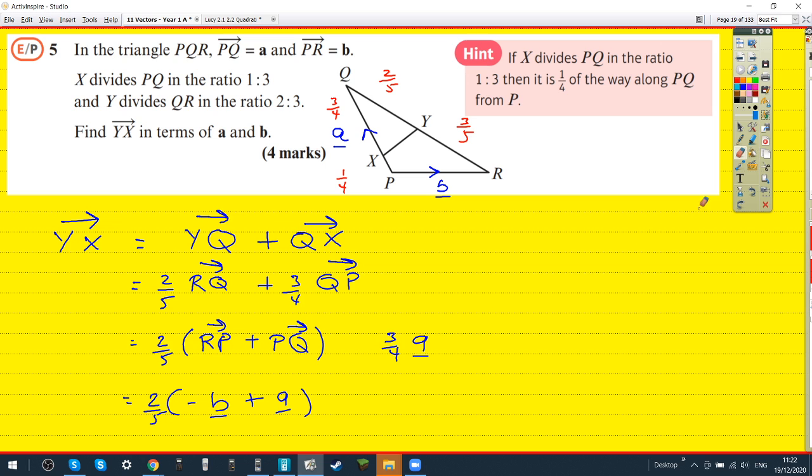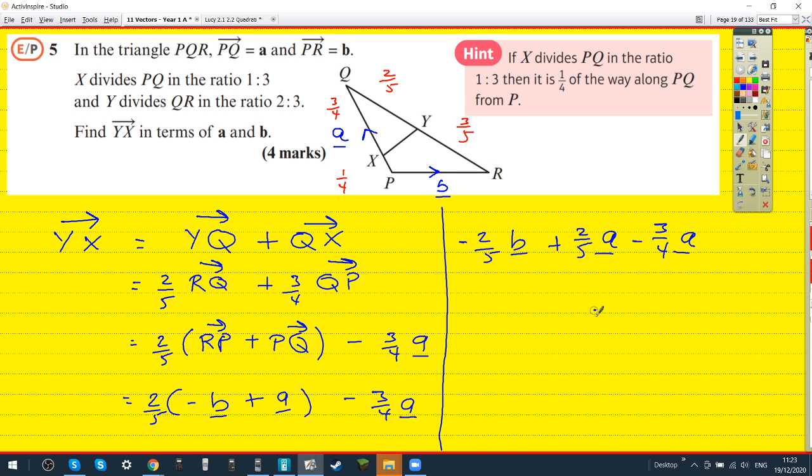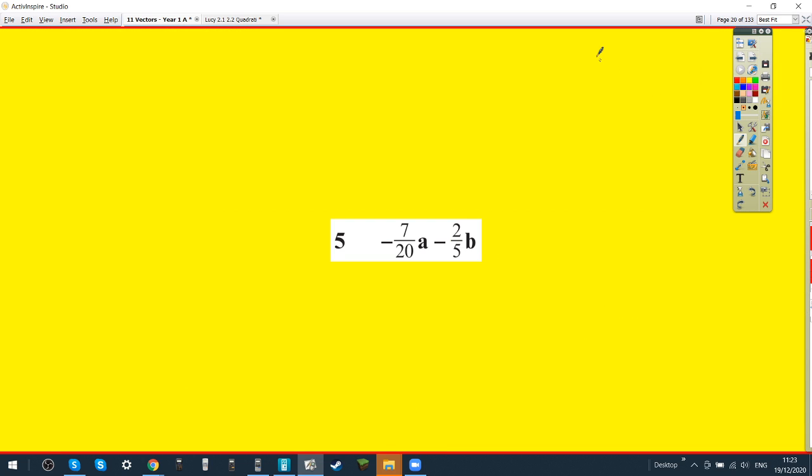Okay, and so now we have to simplify. Wait, which ones are we simplifying? The bottom two? Yeah, so I'd fully expand the bracket. Okay. So would it just be 2/5 minus B? Minus 2/5 B, plus 2/5 A, minus 3/4 A. And then you can simplify those two. Yep. So it'd be 2/5 minus a quarter. So it'd be minus 2/5 B minus 7/20 A.